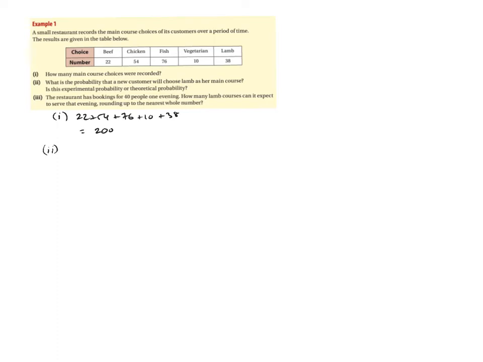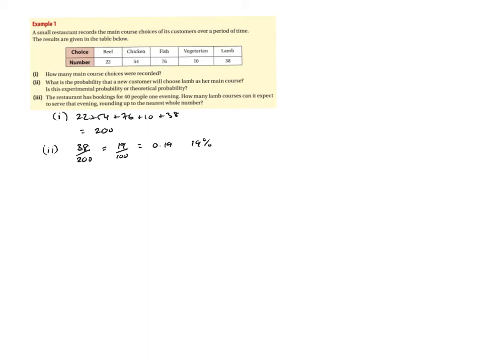So what's the probability the new customer will choose lamb as her main course? And is this experimental probability or theoretical? Well, based on the figures that we've been given, we know that lamb was chosen 38 out of 200 times. And if we work that out, we can divide both sides by 2, get 19 over 100, which is equal to 0.19 or 19%. So there are all the ways you can write that. Guys, I prefer to use either a decimal or a fraction. It's much easier to work with decimals and fractions than it is with percentages.